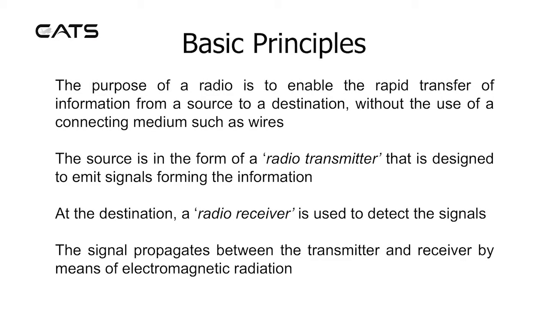Basic principles. The purpose of a radio is to enable the rapid transfer of information from a source to a destination, without the use of a connecting medium such as wires. The source is in the form of a radio transmitter that is designed to emit signals forming the information. At the destination, a radio receiver is used to detect the signals. The signal propagates between the transmitter and receiver by means of electromagnetic radiation.